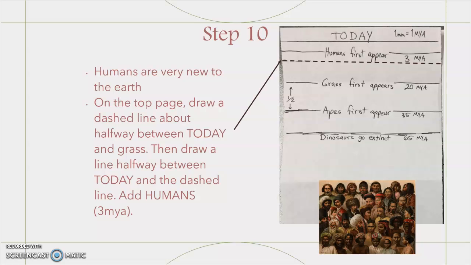All right. Now we're going to go back up to the top of that very first page. And you are going to go halfway between grass and today. Draw a dashed line. And then halfway between today and that dashed line, you're going to put humans first appear. That's 3 million years ago.